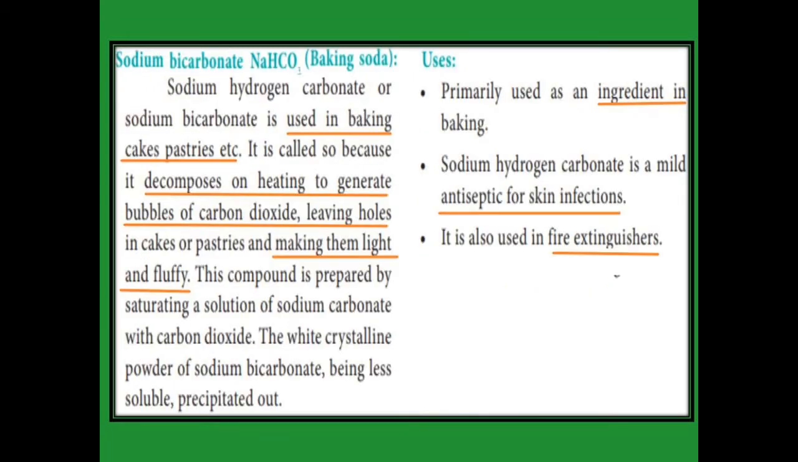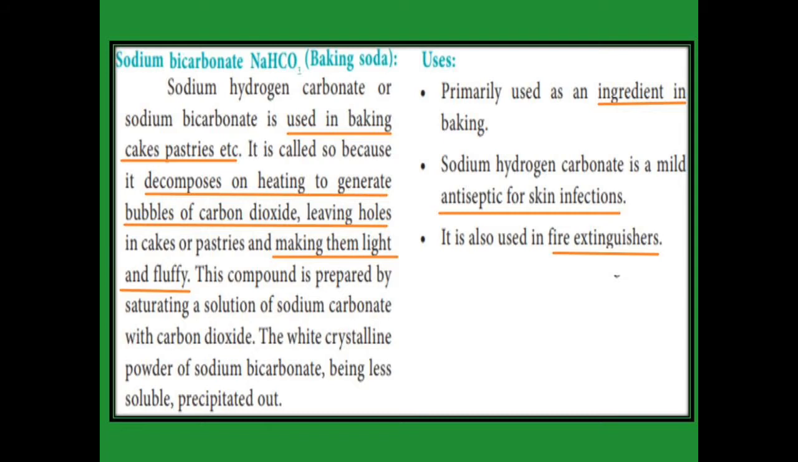Sodium bicarbonate, another name for which is baking soda. From the name itself we know very well it is used in baking cakes and pastries. Why is it called baking soda? Because it decomposes on heating and produces carbon dioxide, leaving bubbles on their surfaces so that they become fluffy, and weight loss occurs so that they become lightweight.